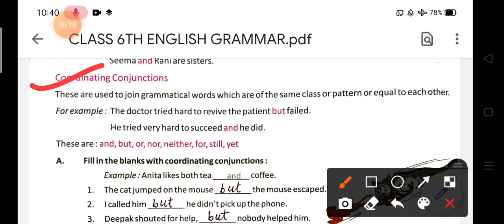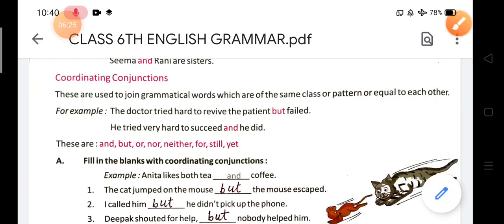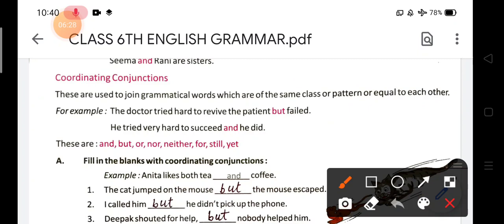क्लास, जो इक्वल क्लास के होते हैं, सेम क्लास के होते हैं या इक्वल ऑर्डर, इक्वल रैंक के होते हैं, ऐसे ही सेंटेंसेस को कोऑर्डिनेटिंग कंजक्शन के द्वारा जोड़ा जाता है. ओके, सो वंस अगेन यू कैन सी सो दैट यू कैन अंडरस्टैंड एंड यू हैव नो एनी डाउट इन योर माइंड. सो लिसन, coordinating conjunctions, these are used to join grammatical words which are of the same class or pattern or equal to each other.